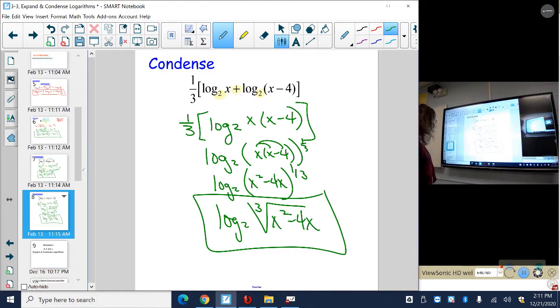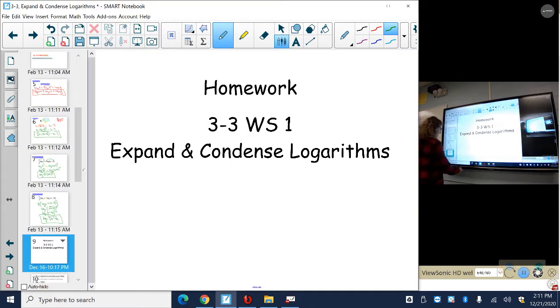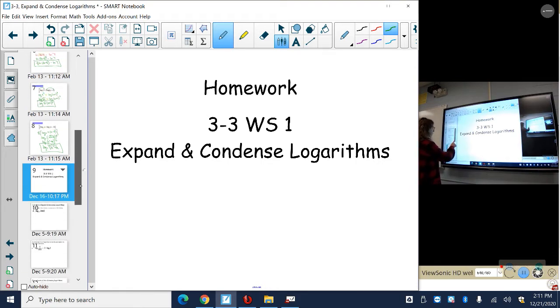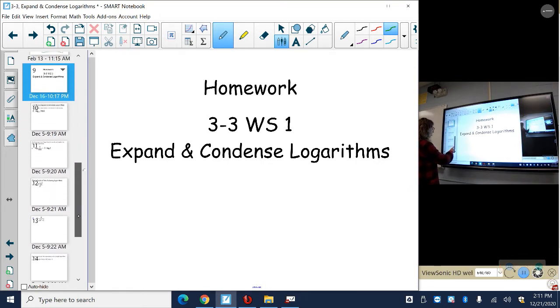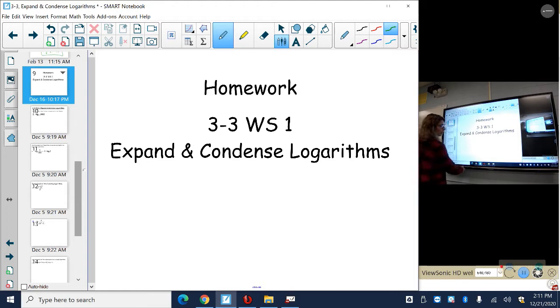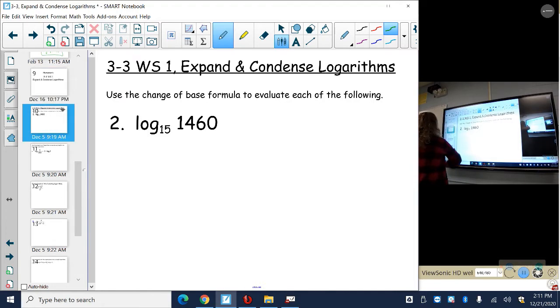Okay? Tonight's homework is going to be 3-3, worksheet 1, expand and condense logarithms. So we're going to go straight into tonight's homework. I was going to make 2 different videos, but we're going to go right into it. Okay? So, tonight's homework, directions say, use the change of base formula to evaluate each of the following.